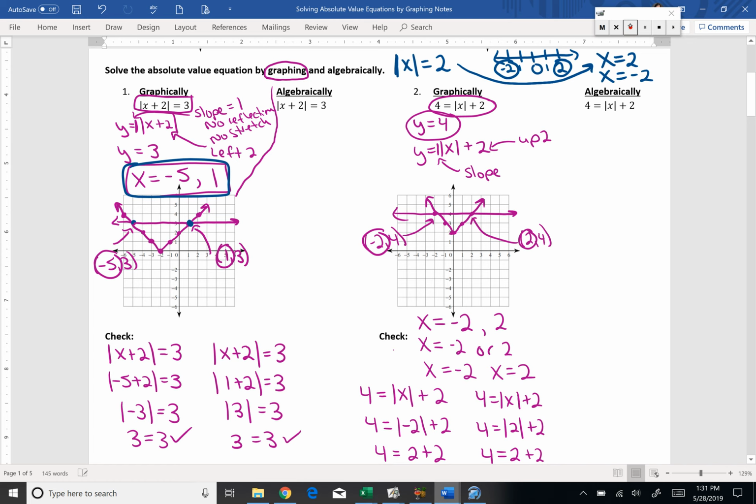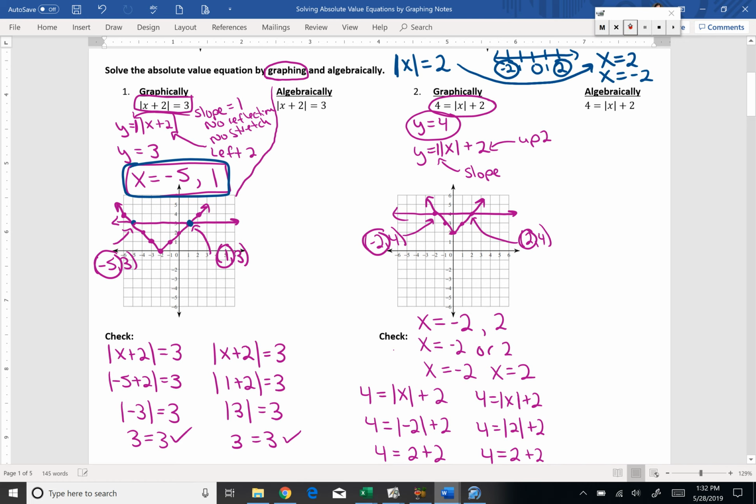Now I know a lot of you out there are really good with the graphing piece, like, Miss Golly, why do we have to mess around with the algebraic part? Because it's not always convenient to graph. Sometimes we have to solve equations and there's not a graph for us to use, or the numbers just don't really lend themselves to graphing. Sometimes the answers don't work out as perfect as negative 5 and 1.